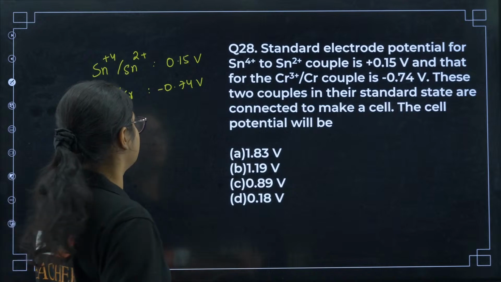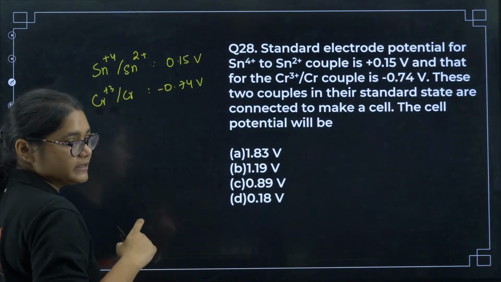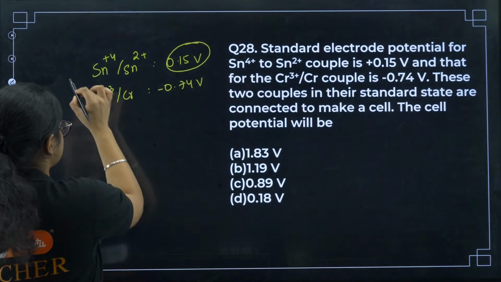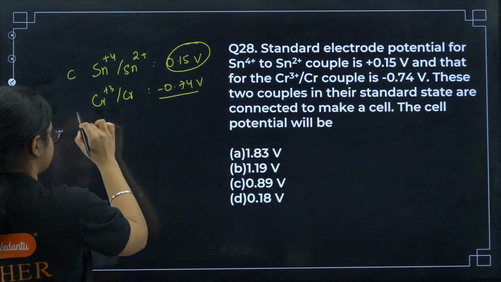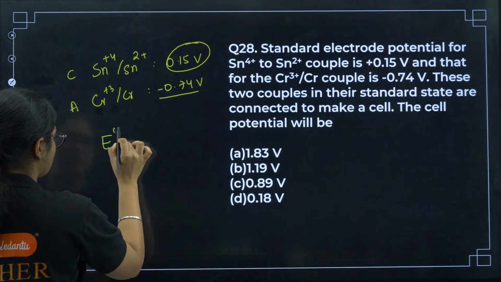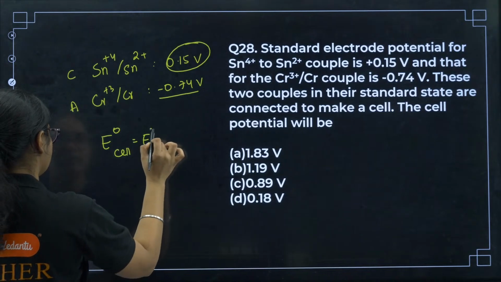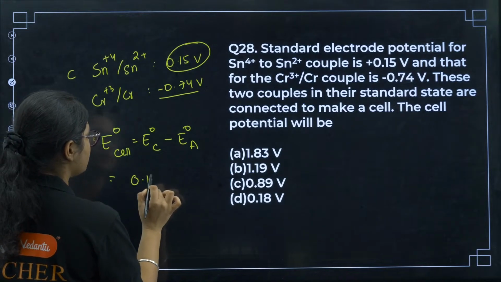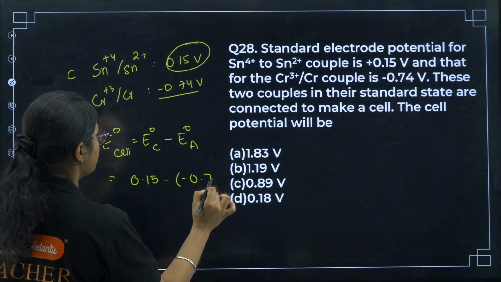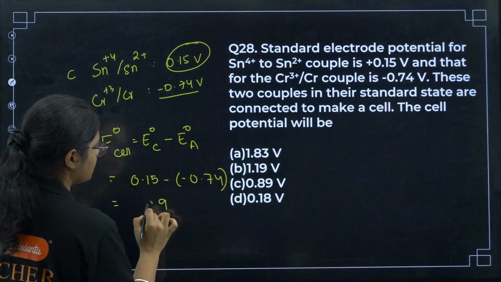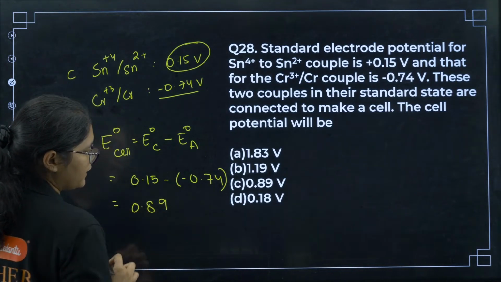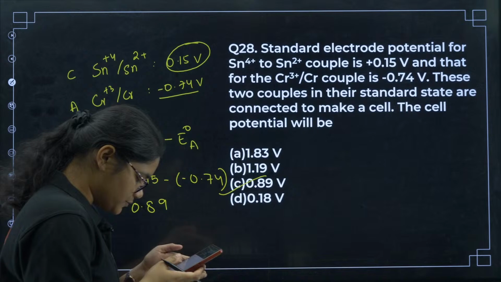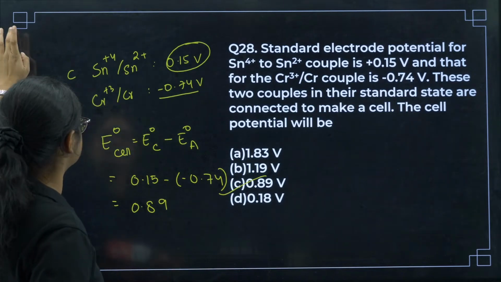The cell potential will be, yes, so can we guess which will be the cathode and which will be the anode? See, here the reduction potential is high, so this has to be the cathode. Here the reduction potential is low, so this has to be the anode. What is the formula for E naught of the cell? E naught of cathode minus E naught of anode. So I can have 0.15 minus minus 0.74. So I will get how much? 0.89 volt. Yes, option C is the correct answer. More positive is the cathode.